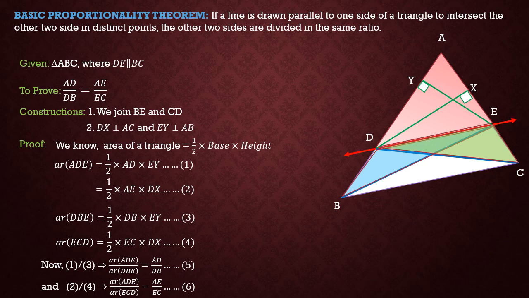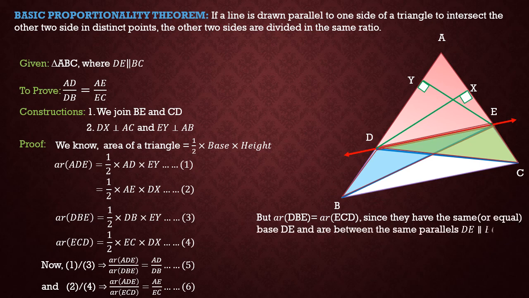So what is the denominator? Area of DBE. Which is area of DBE? The blue triangle. And area of ECD, the green triangle. So the blue triangle and the green triangle have the same base DE, if you can see, and they are between the same parallels DE and BC, and hence their areas will be equal since they have the same base DE and are between the same parallels DE and BC.